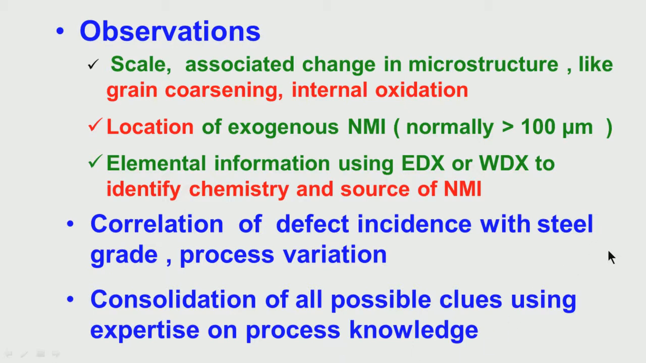Product quality is an outcome of process and chemistry. So, whatever is happening on the quality front is because of some process irregularities or because of certain chemistry problems. Because of that it has happened. Any defect just cannot happen like that. So, that is why consolidation of all possible clues using expertise and process knowledge can only identify specifically what the possible reason for a defect generation is. This is very important.